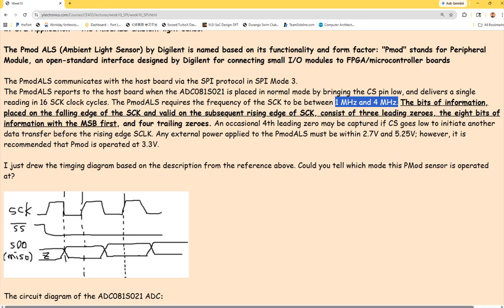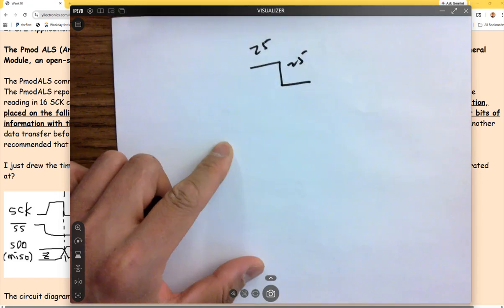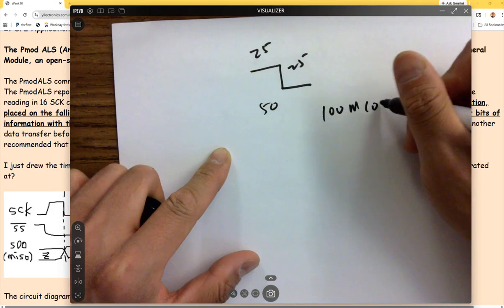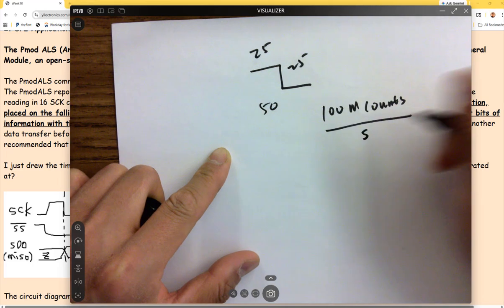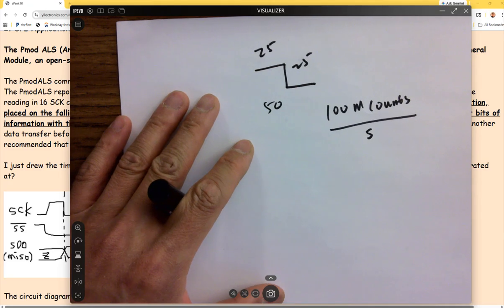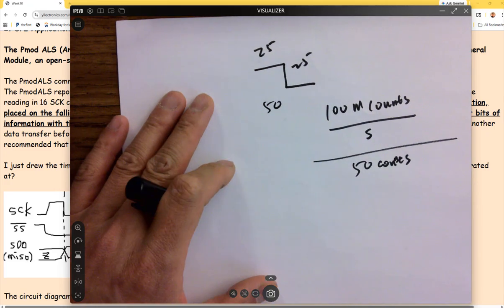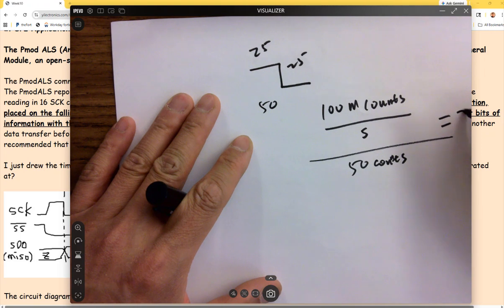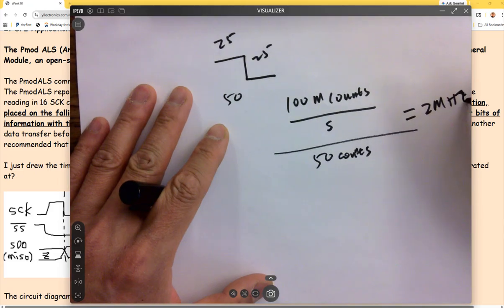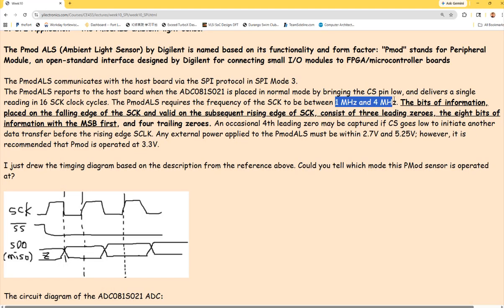How do we calculate it? Remember? So it flips every 25 cycles, right? So how many cycles per period? 50. 50 counts. It's counting at 100 megahertz, so 100 mega counts per second. We got 50 counts, so divided by 50 counts, this becomes 2 mega periods per second, or 2 megahertz. So it requires 1 to 4, and we are getting 2, which is great.